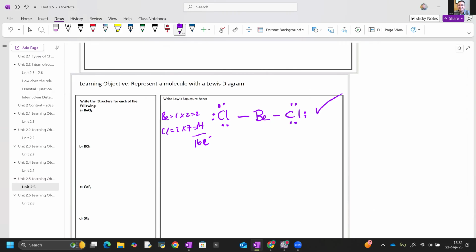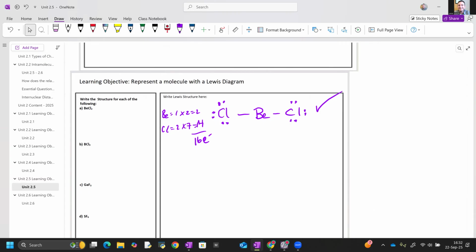And it is an exception. Otherwise, we would have put some double bonds in. However, beryllium is an exception to that rule.